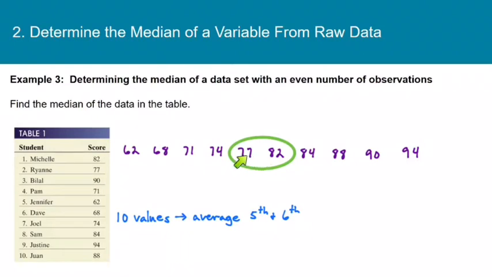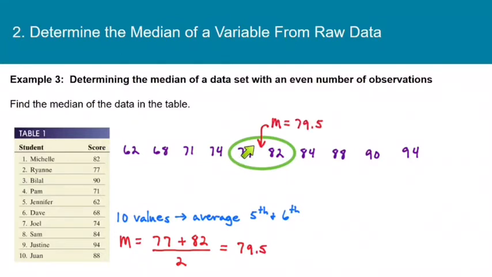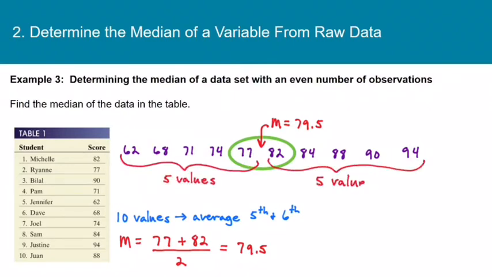So since we have an even number of values, we will average the 2 middle values, the 77 and the 82. So 77 plus 82 divided by 2 is 79.5. So our median is right in between the 2 middle values. And now you can see that there are 5 values less than the median and 5 values more than the median.